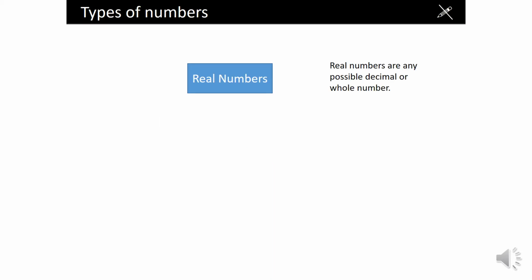Okay, so before we get started on the actual using Surds, we've got to look at some terminology. So real numbers, these are the numbers that are any decimal or whole number. So it's fractions as well, real numbers. You do see imaginary numbers as well, but you won't see them until A level.